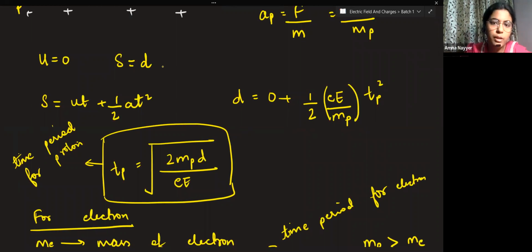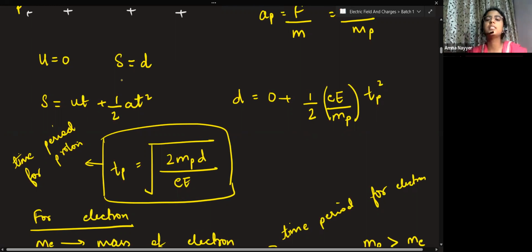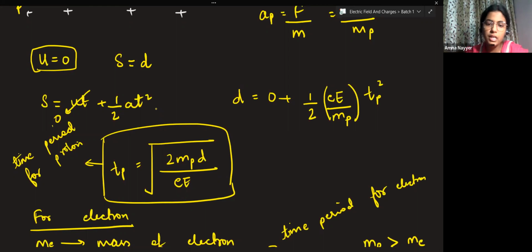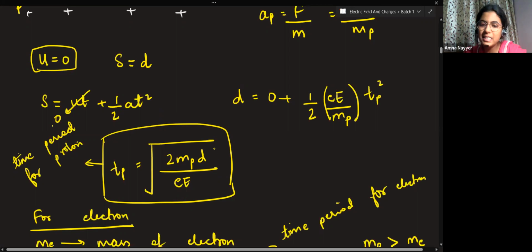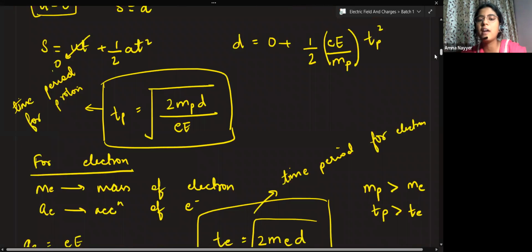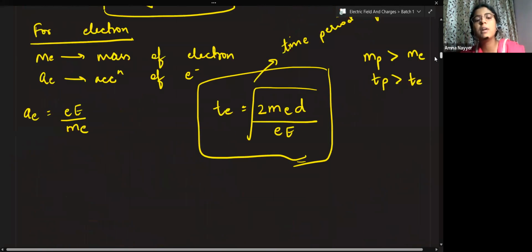So if you apply this equation, what you get? If you apply this equation, S is equal to ut plus half at square, time period is coming out to be, see, u is 0, this part is 0 because initial velocity is 0. Once you put in all the values, you get time period as under root 2 mp small d divided by e capital E, where mp is the mass of proton, d is distance between both the plates, e is the electronic charge, and capital E is the electric field. If you take the case for electrons, then everything will be same. It's just that instead of having mass of proton, we will be having mass of electron.